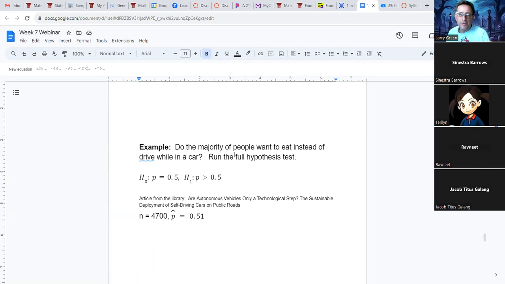So things like, the majority of people want to eat instead of drive while in a car. Like when you get to work, you probably don't get to work like I do, but if you're driving to work, do you really want to spend all that time sitting in front of your wheel looking at the road all the time?